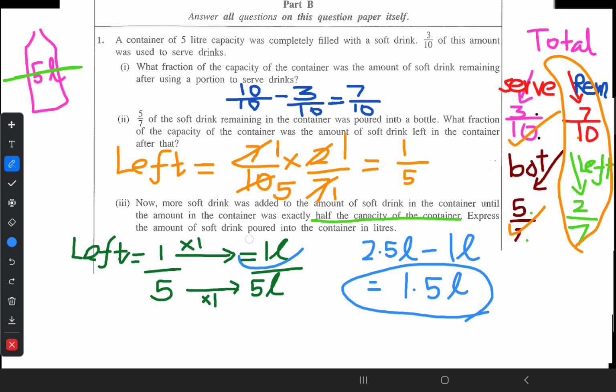We already have 1 liter with us. Left amount is 1 upon 5, that would be 1 liter. So we need to fill this amount. We already have 1 liter. When you subtract that, this is the quantity of soft drink we need. We need more to fill up until it reaches half of the capacity of the container.